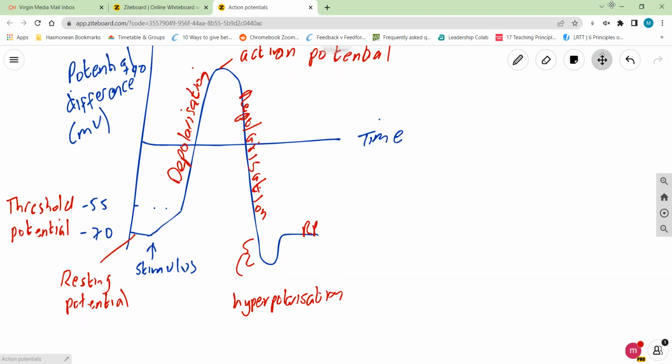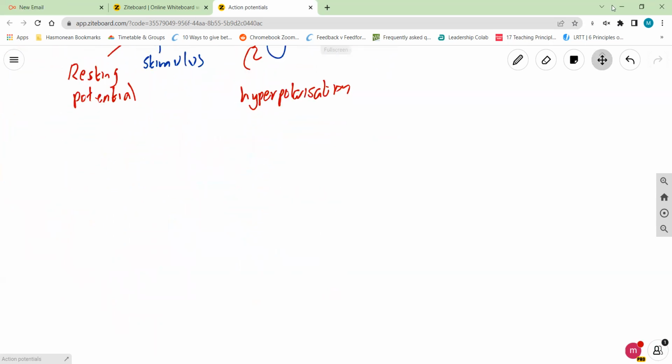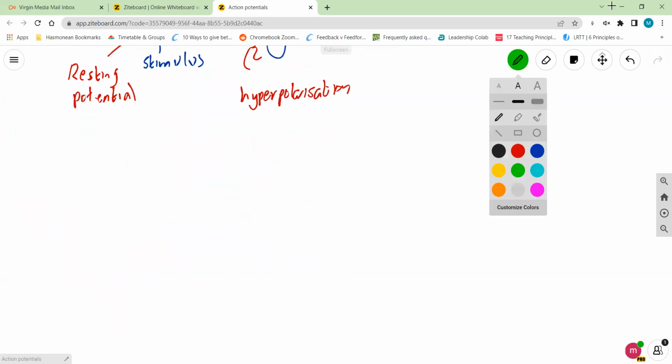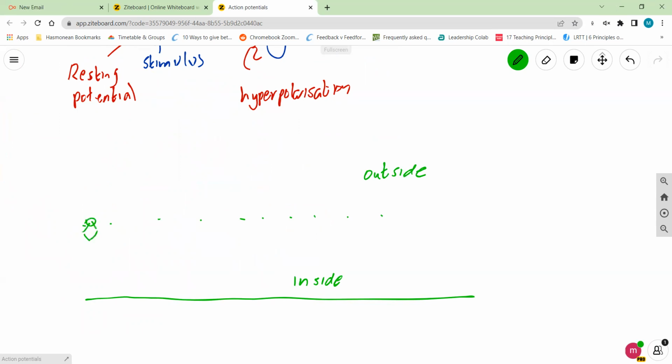So if we have a look at what is happening here, let's just think about a neuron first of all. So we know that a neuron is made up of a phospholipid bilayer. So here is our neuron. Here's one membrane. Here would be the other, but I'm actually going to draw it in as a phospholipid bilayer. So here's the inside, and here is the outside of our membrane. We have a phospholipid bilayer because all membranes are made of phospholipid bilayers.